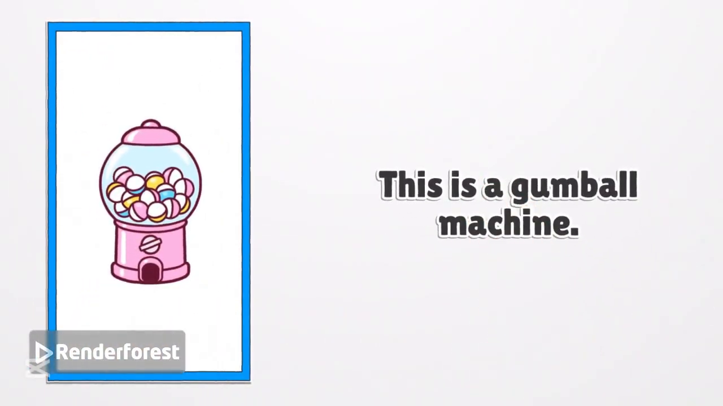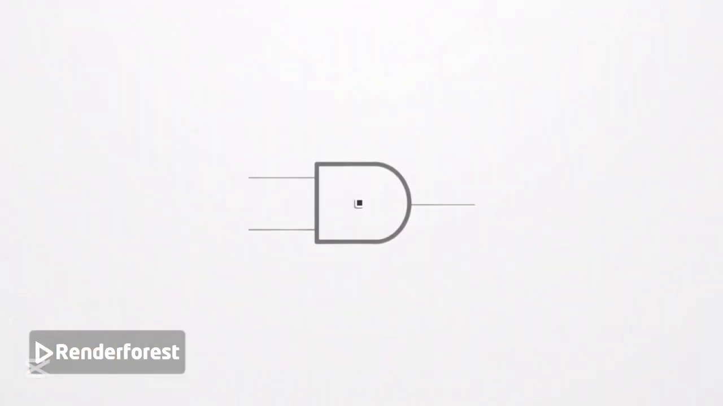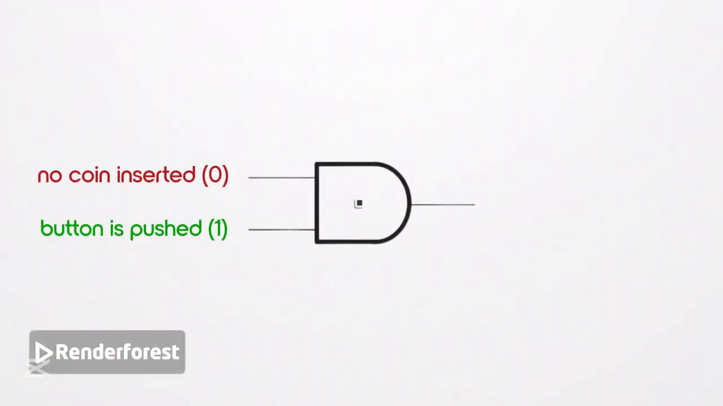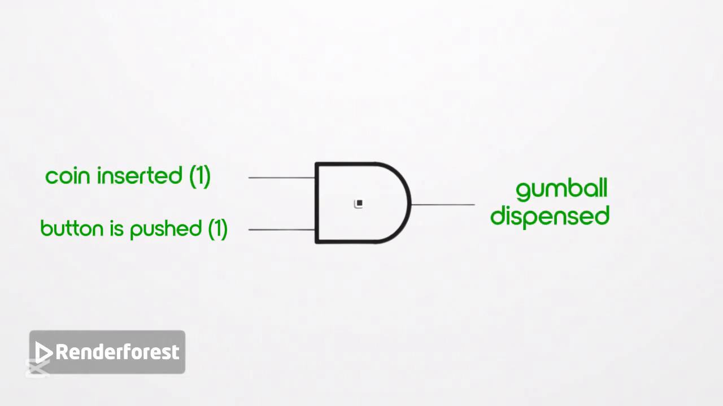This is a gumball machine. When no coin is inserted, but the button is pushed, no gumball will come out. To get the gumball, we have to insert the coin and push the button.